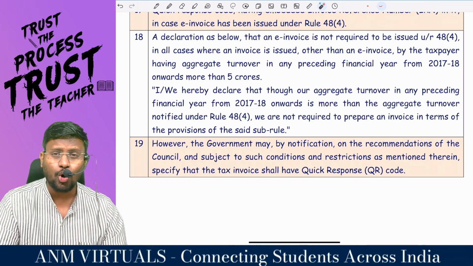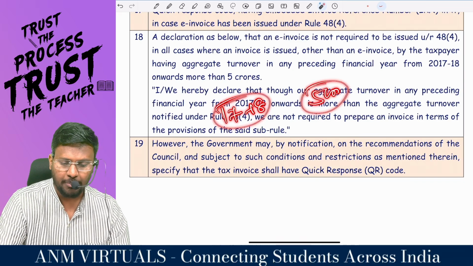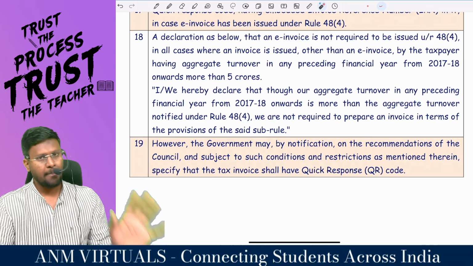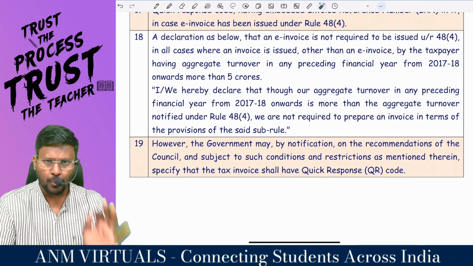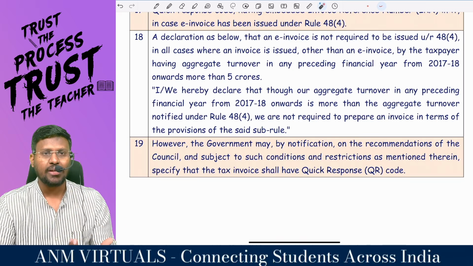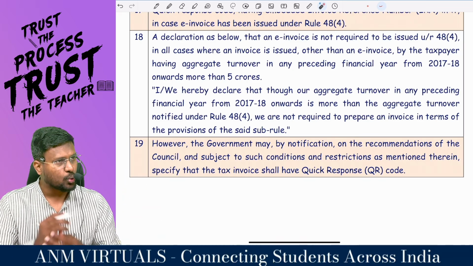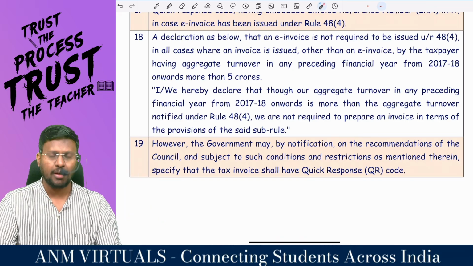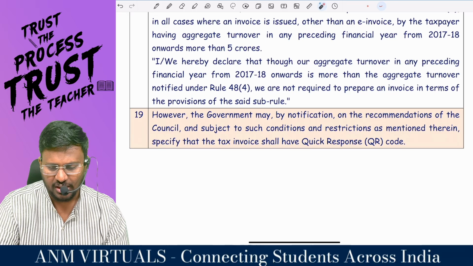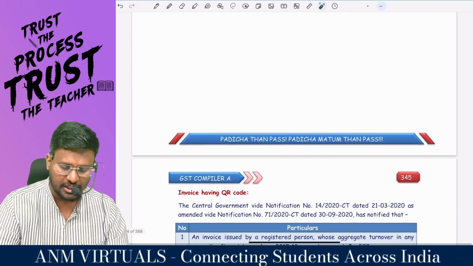If the aggregate turnover in the immediately preceding previous year, that is from 17-18 onwards, exceeds 5 crore, then you are supposed to raise the e-invoice. But there are certain exceptions. Even if your aggregate turnover exceeds that amount, you are not supposed to raise e-invoices. So we fall under that category, and because of that we are not supposed to issue one; you have to mention that in your invoice. However, the central government may, by notification on the recommendation of the Council and subject to such conditions and restrictions as mentioned therein, specify that the tax invoice shall have a QR code, that is, quick response code.